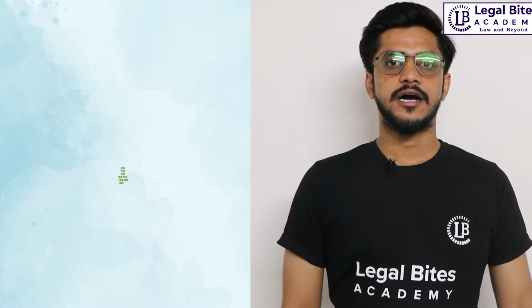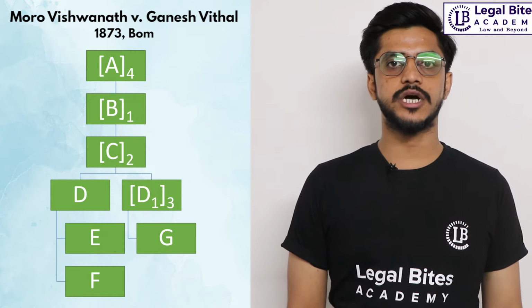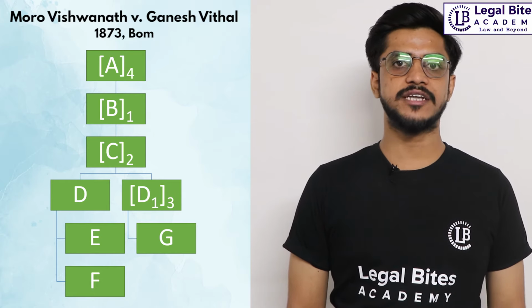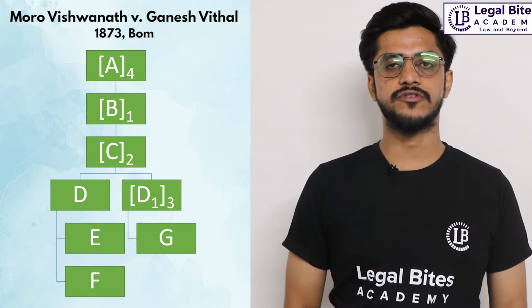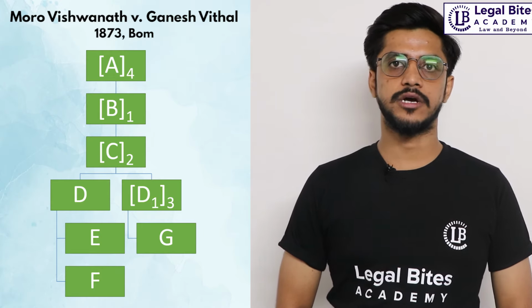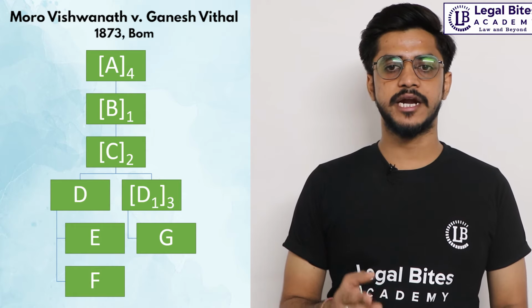Now let's see a leading case law on the 4 generations rule. That is the case of Moro Vishwanath versus Ganesh Vittal, 1873 Bombay High Court. The facts of the case have been represented by way of a diagram shown on your screens. Here, A is the last male holder. He had a son B and B had a son C.